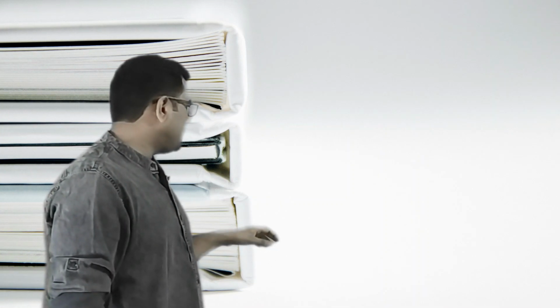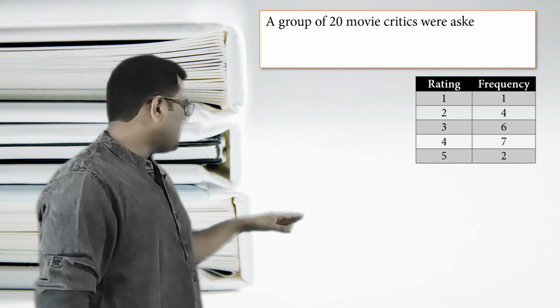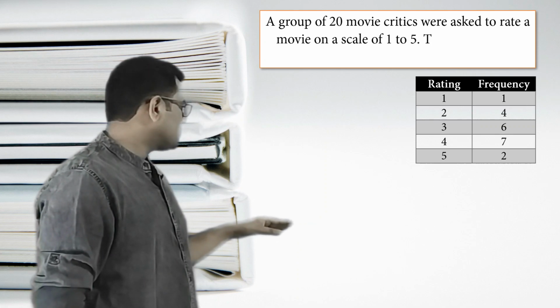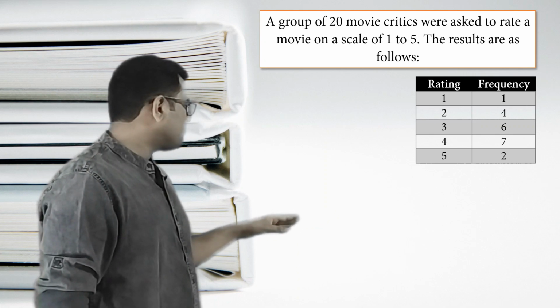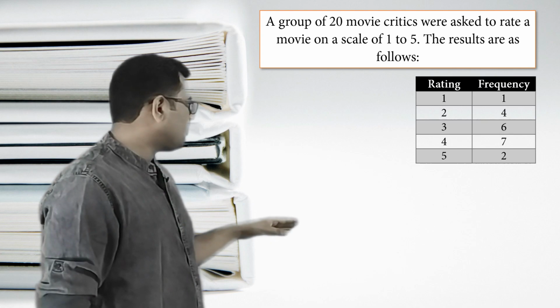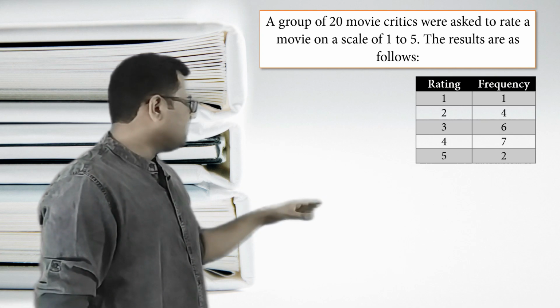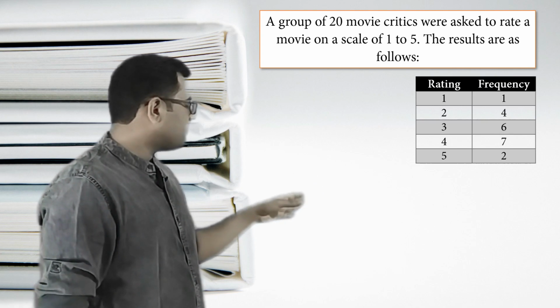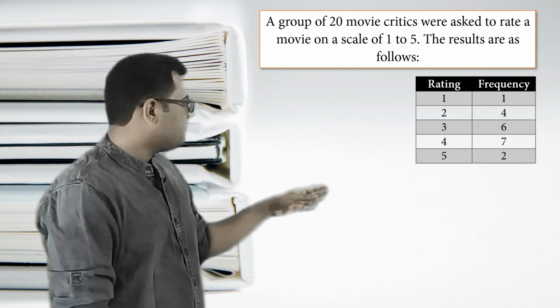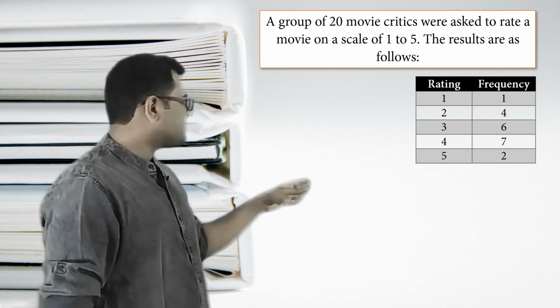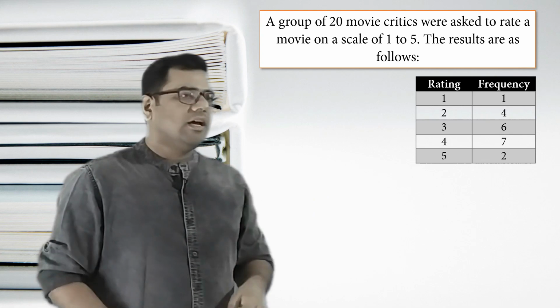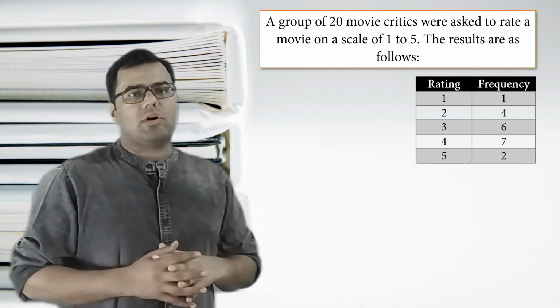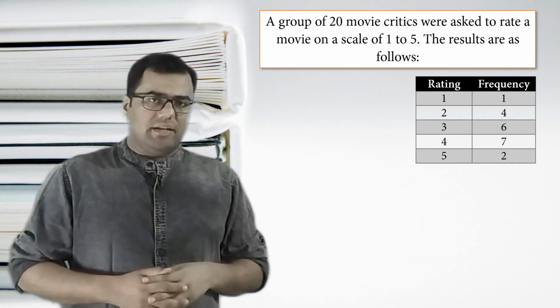Let's solve another problem. The problem says that a group of 20 movie critics were asked to rate a movie on a scale from 0 to 5. The results are as follows. Now we have been given a table in which the first column gives ratings and the second column gives frequencies. Frequency is nothing but the number of critics. This table is in fact also called a frequency table.